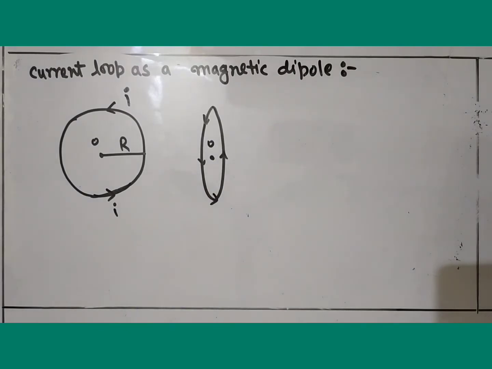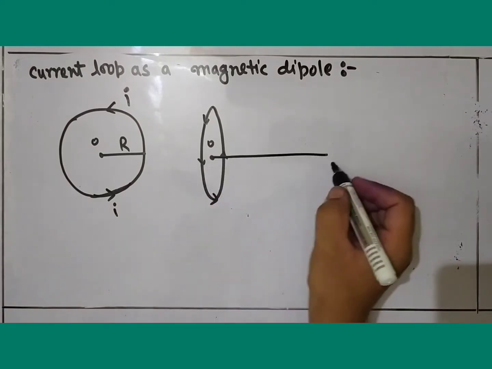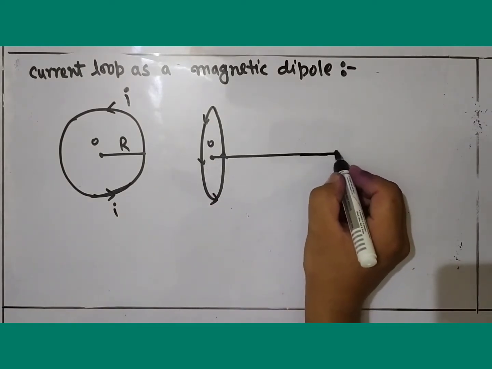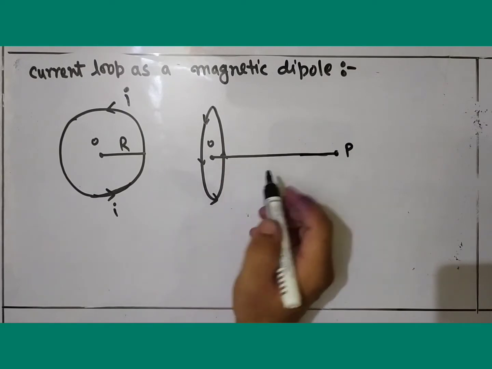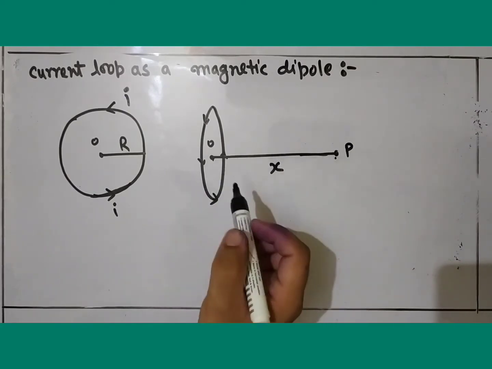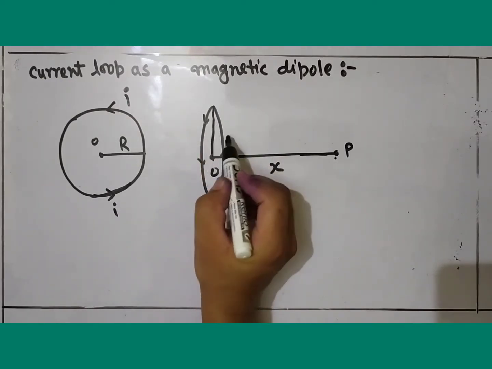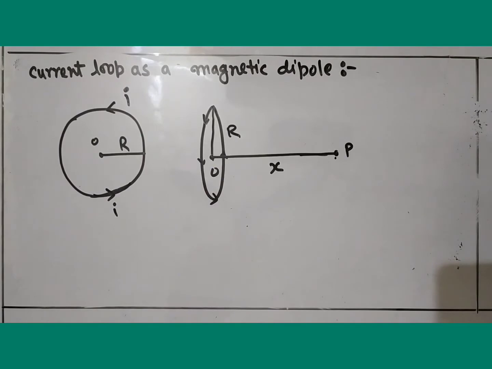Now as you know, in the previous chapter we have calculated the magnetic field due to the circular current loop at a point P at distance x from the center of the loop. Let us consider this is the point P, which is situated at distance x from the center of the loop, and this is the radius R of the loop.